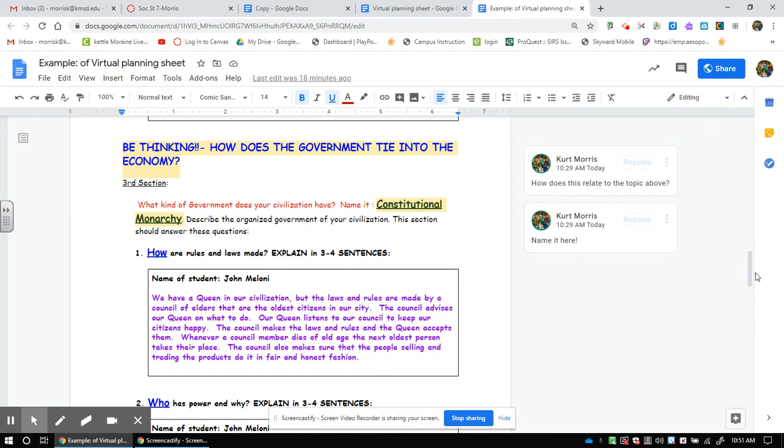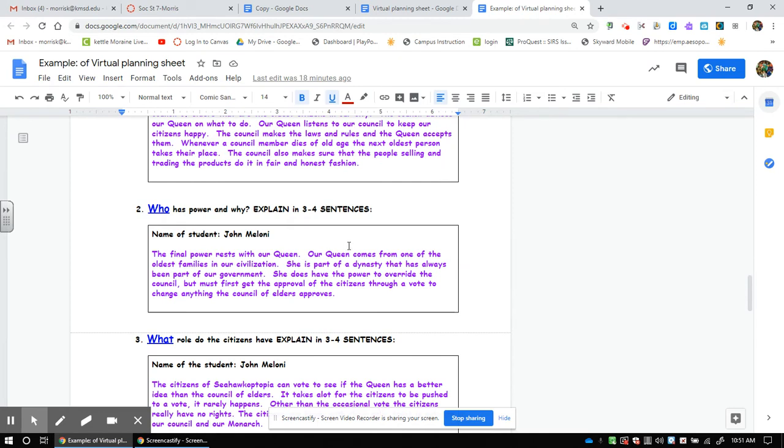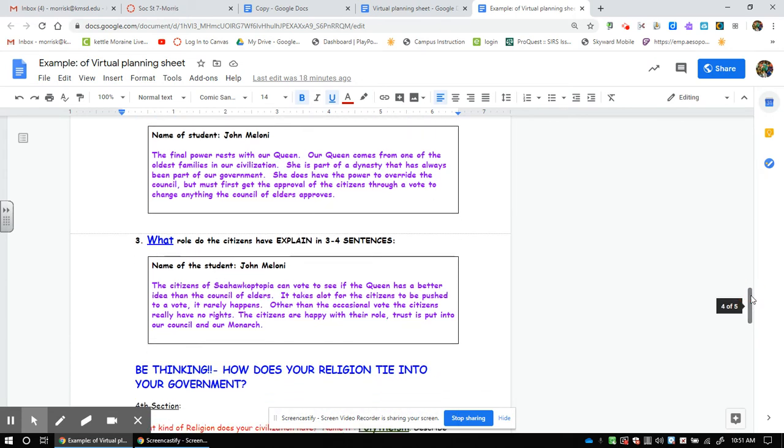Now be thinking, how does the government tie into this economy? Well, a traditional economy is best used with some sort of monarchy. And I picked a constitutional monarchy, where there is a council of elders who keep our queen, our monarch, in check. How are laws and rules made? You guys just did this in the last unit. Who has power and why? Finally, what role do the citizens have? I've answered that in 3 to 4 sentences, borrowing heavily from the information I wrote about in our last unit.